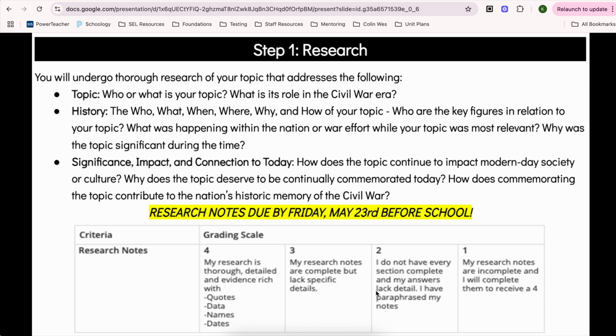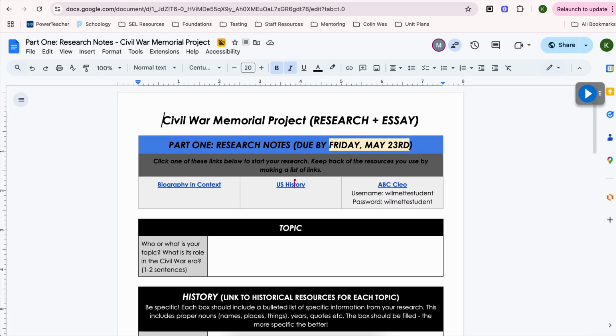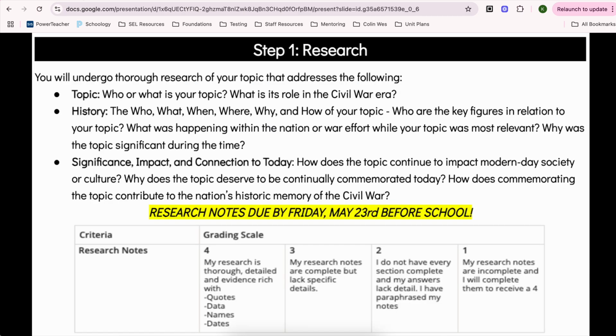Step 1 of this project is that you are going to be undergoing thorough research of your topic that addresses the following questions, including the topic, what is it? The history of the topic, as well as the significance, impact, and connection to today. All of this can be found in the assignment on Schoology titled Part 1 Research Notes. It looks like this.